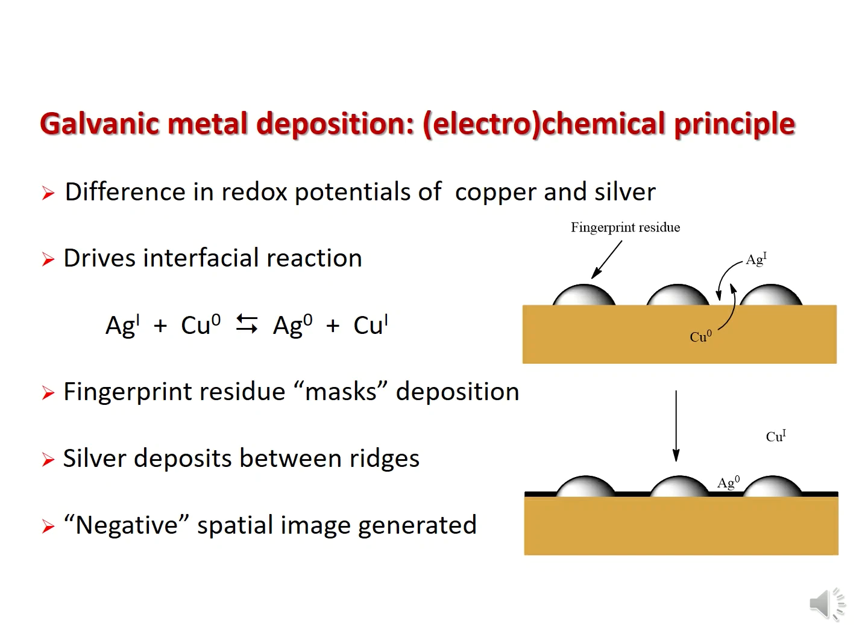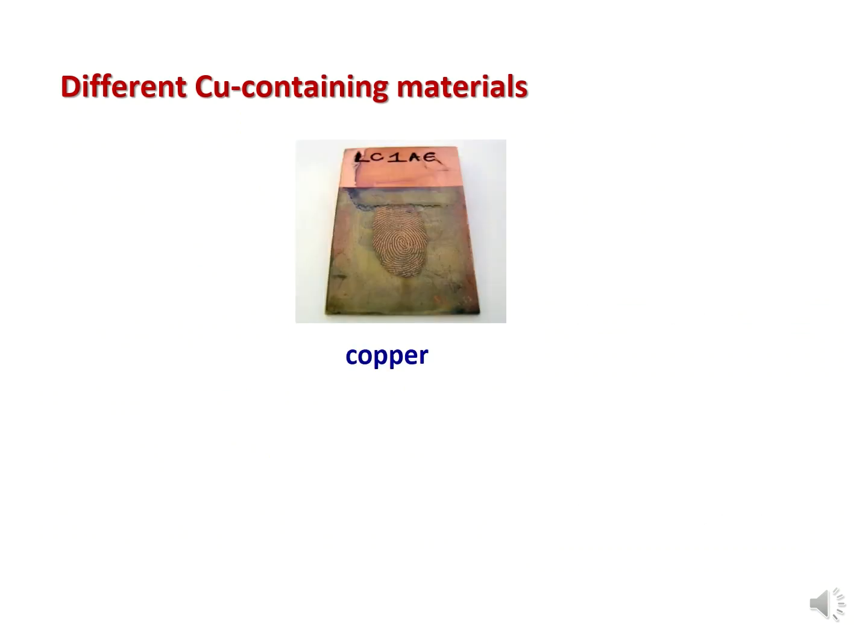So we only get deposition on the bare metal surface. So in other words, we get a negative image of the finger mark. Let's see how that works in practice. And we're going to look at some different copper-containing materials, and we'll start with copper itself.